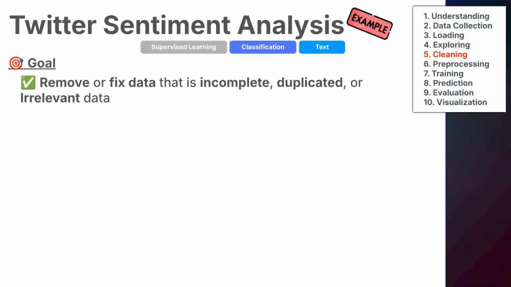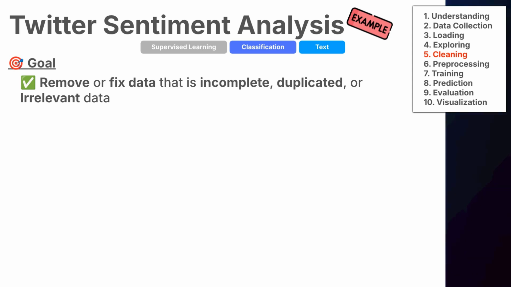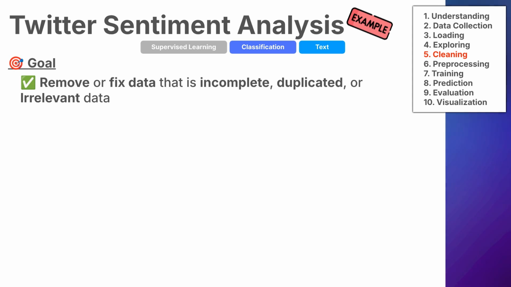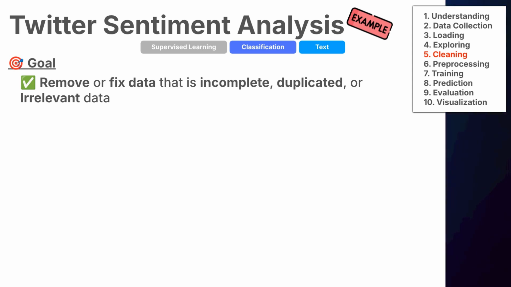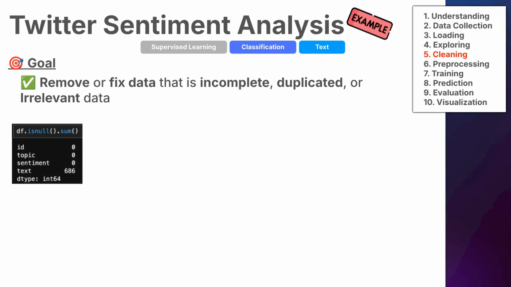5. Cleaning. The goal of data cleaning is to remove or fix data that is incomplete, duplicated, or not useful. This ensures that the dataset is clean and reliable before feeding it into a machine learning model. From the exploration step, we discovered that the dataset contains 3 key issues: missing values in the text column, specifically 686 tweets without any content.